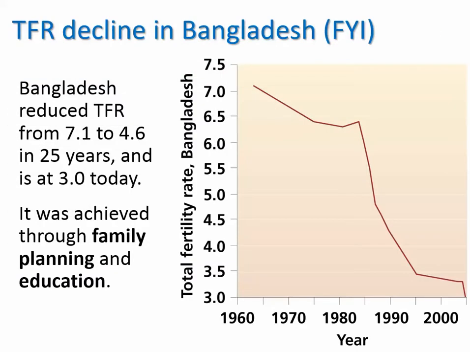One noteworthy example here is Bangladesh, that in the 60s had a total fertility rate of over 7 children per woman, and nowadays it's gone down to about 3.0, and that's a huge shift that was achieved through family planning and education. So when you educate women, you delay the age at which they have children, and that often will also result in them having fewer children. And through family planning, you're also teaching them about contraception.